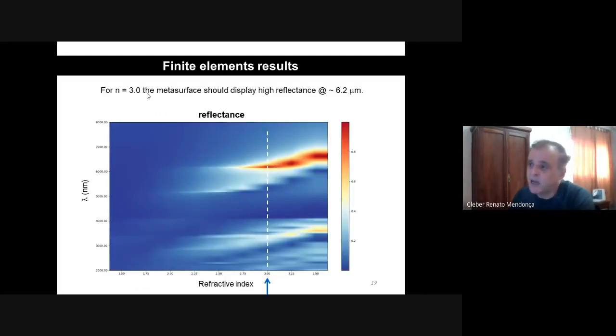And then we also did some modeling, considering that we can do exactly the same thing, fabricating the microstructures using lift for n equal to 3. So as you can see here, if now the refractive index of the material is 3, let's say here at about 6.2 microns, you do have some enhancement, or some higher peak, for the reflectance.